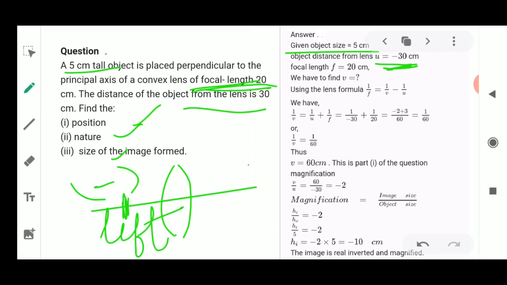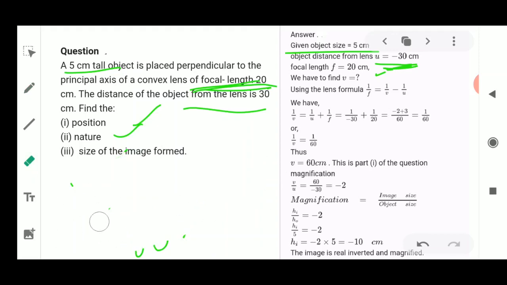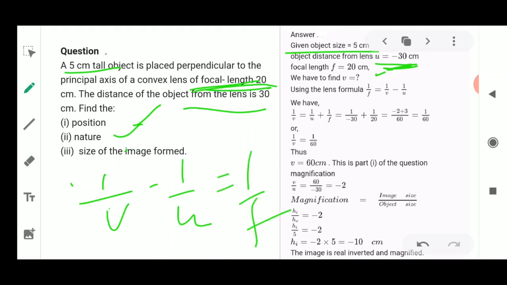We will have to find out the value of v. How can you find the value of v? The value of v can be found with the help of the lens formula, that is 1/f = 1/v - 1/u. So this will be the lens formula, 1/v - 1/u = 1/f. We are using this formula, and we can substitute the values of the various letters used here, so we can find the value of v. So 1/v = 1/u + 1/f.